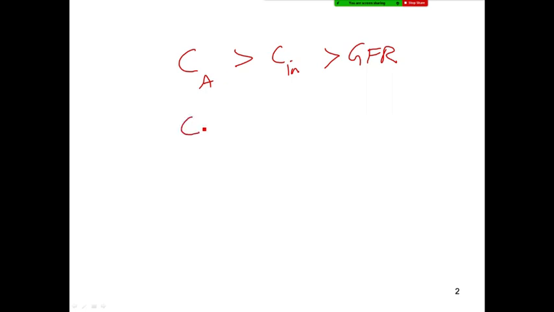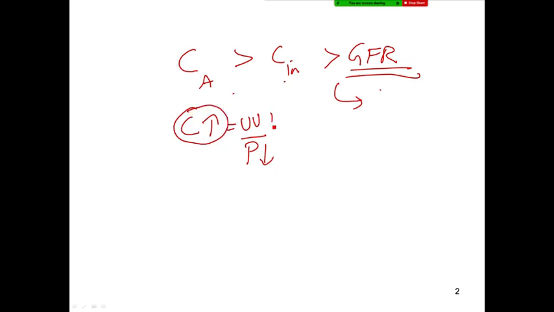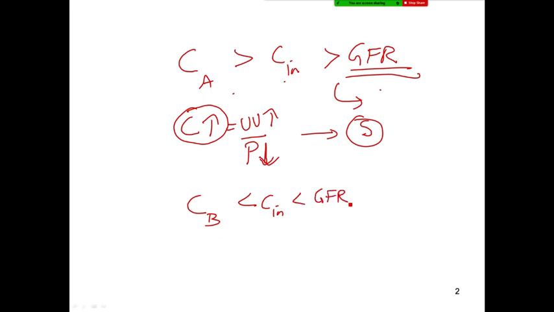Okay, so if clearance of a substance is greater, that means it's leaving the plasma. So what happened to the substance? Reabsorbed? Clearance of a substance is greater than the amount filtered. So if clearance is increased, that means excretion has increased, it's leaving your plasma. So what's happening to the substance? Secreted. Okay.